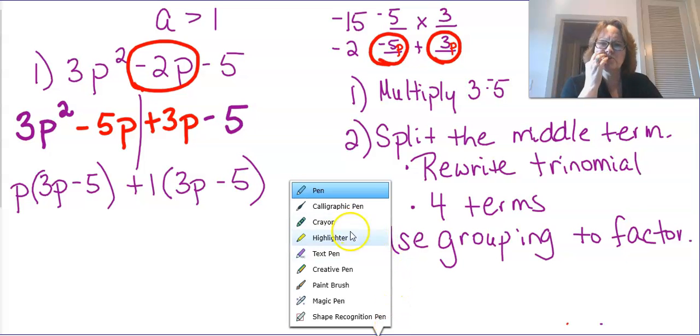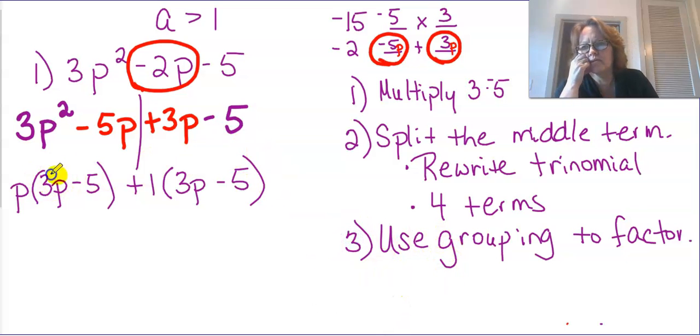So let me show you what you're looking for. You're looking for this right here and this right here to be the same thing. Basically, that's the greatest common factor of this and this.